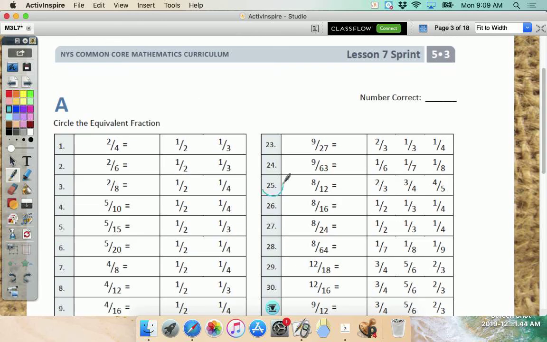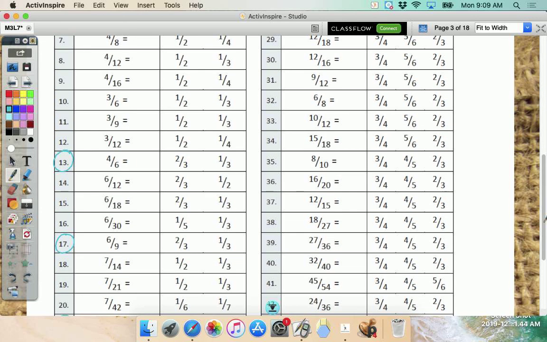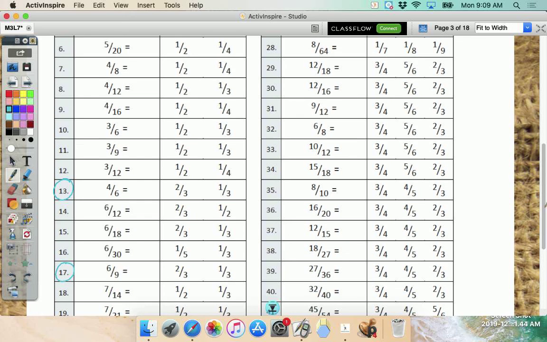Number 25. And then here's the thing. From number 30, no, number 29, all the way to the end. So I don't even think I'm going to circle it. I'm just going to draw a line here, knowing that the rest of them going down are all circled. You can circle them all if you want, but I'm not going to mess with that.